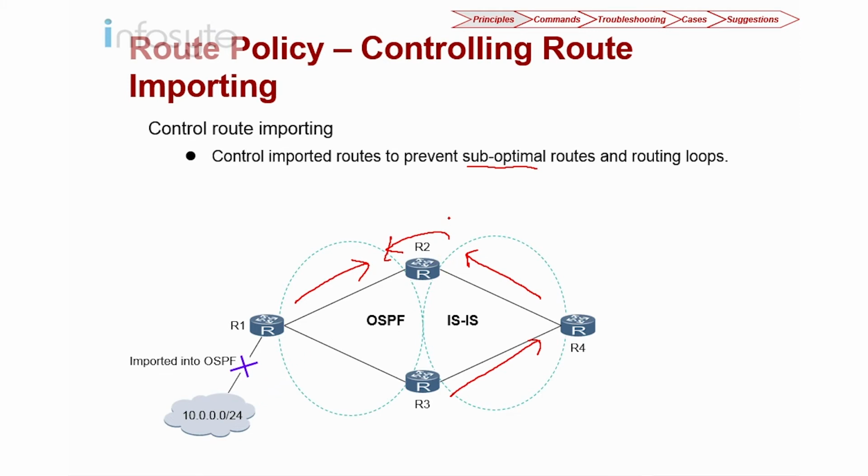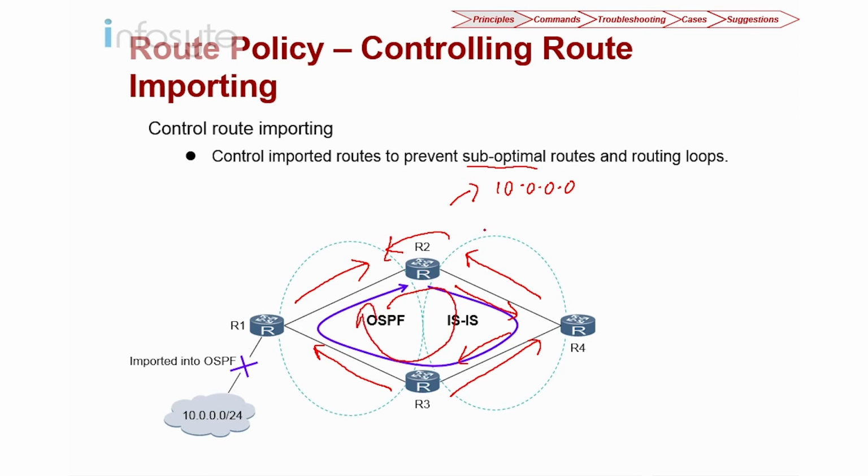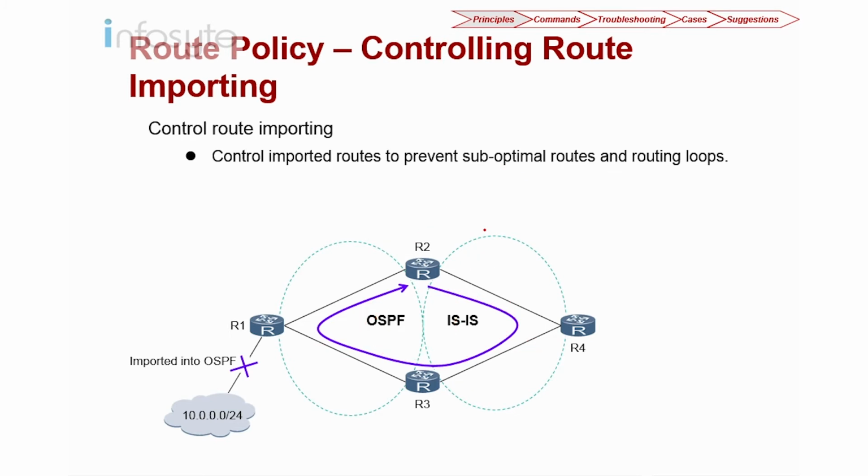R2 is going to go to the 10 network. When it wants to go to the 10 network, it will send it to R4. R4 will send it to R3. Now R3 detects that R1 also sent this ASE to me, so I'm going to send it to R1, and R1 in return will send it to R2. And what happened here is we have a loop. So I'm going to show you how you can solve this issue by using route policy on the next lab.